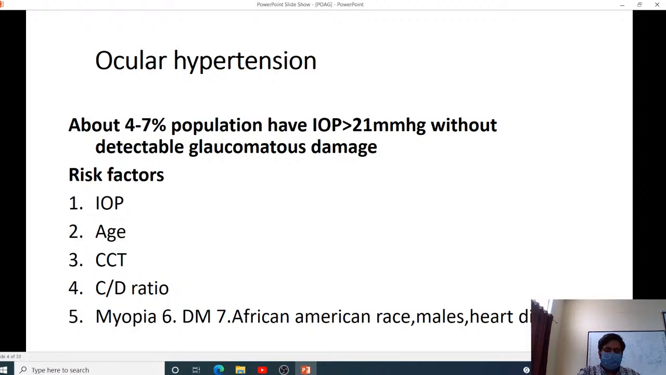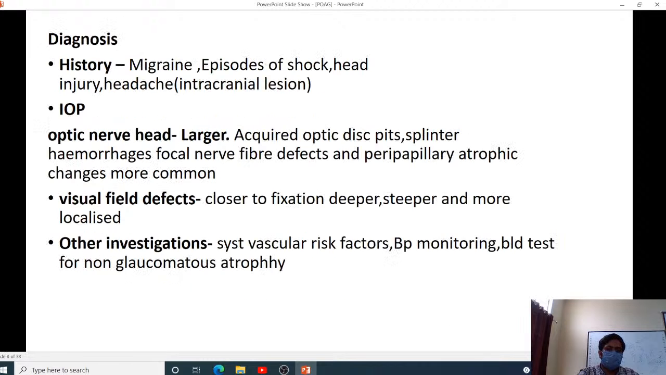What happens if we find a patient with more than 21 millimeter of mercury? We should not send these patients away. We should thoroughly evaluate these patients, especially the central corneal thickness: do a pachymetry, measure the corneal thickness, and then follow up these patients. There is a chance that these patients may go into glaucoma.